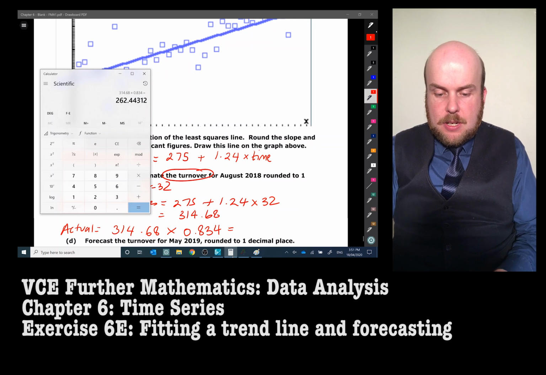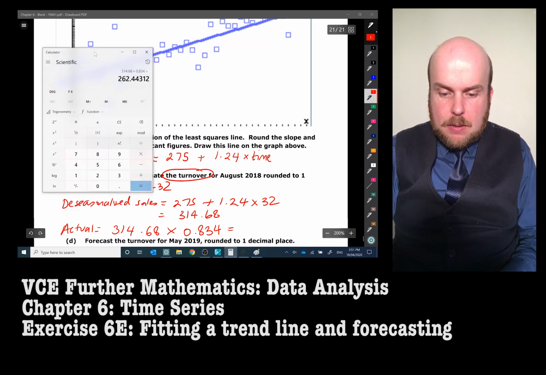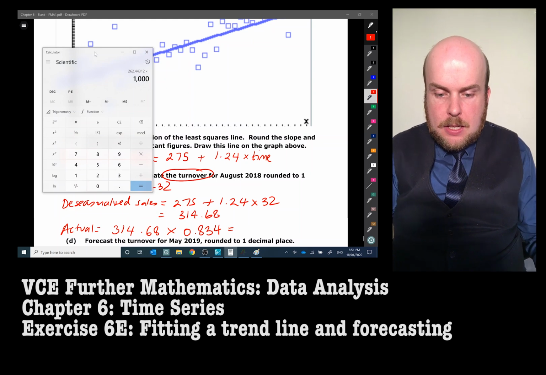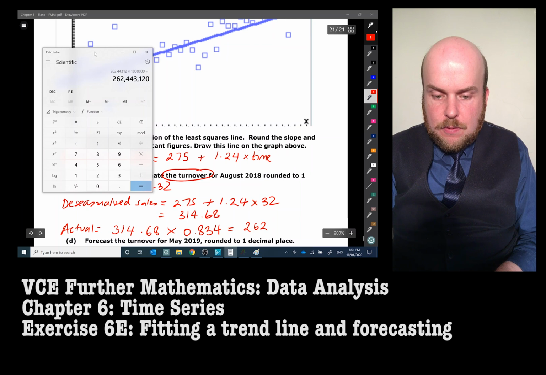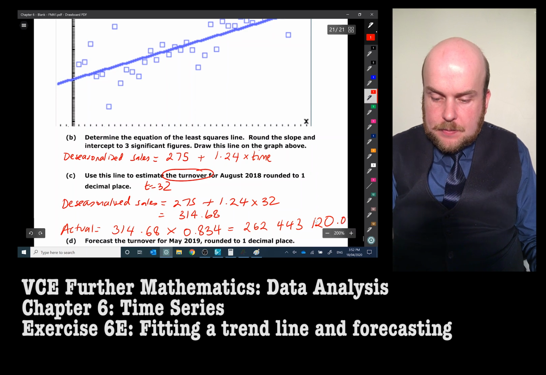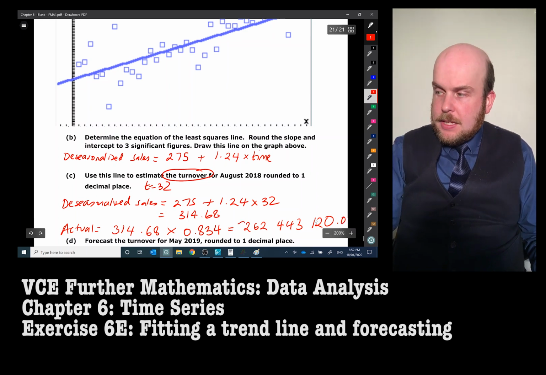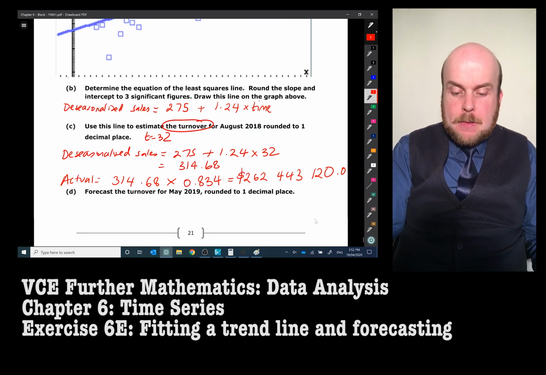So we can actually just times it by 1 million, and so that's 262,443,120.0. So that's the estimated value that it would be.